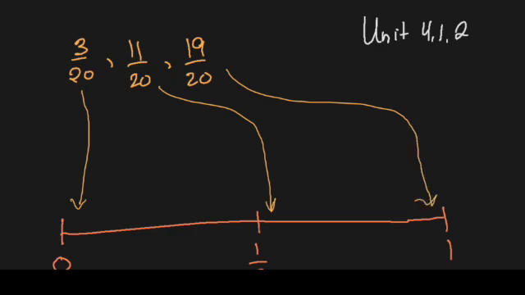So if we place these on a number line, we would have 3/20 about here, and then we would have 11/20 about there, and finally 19/20 fit right in about there.